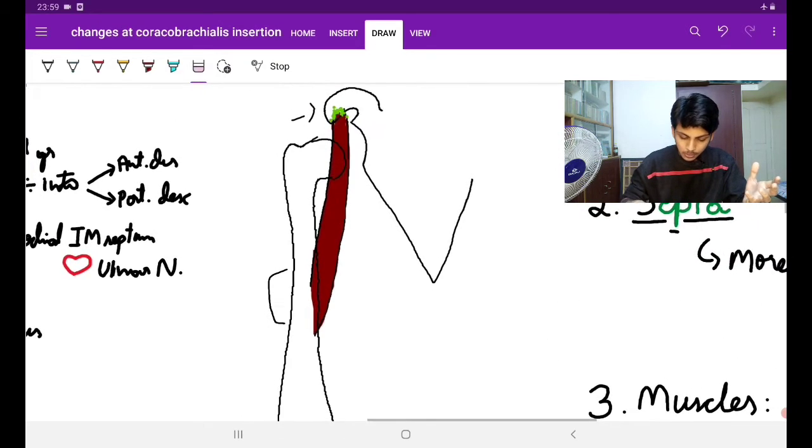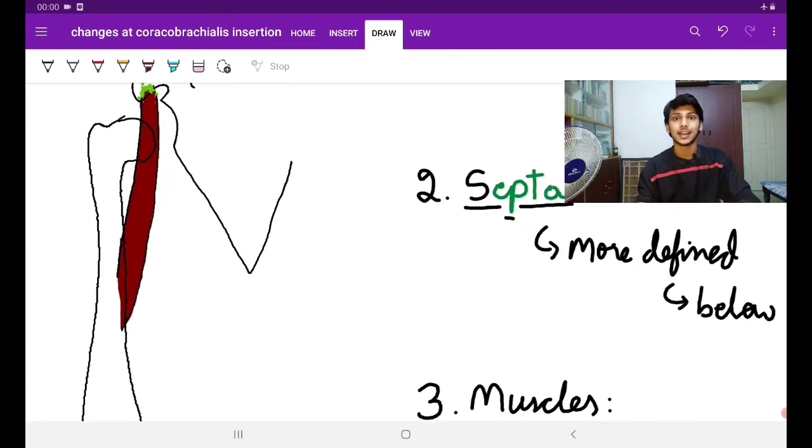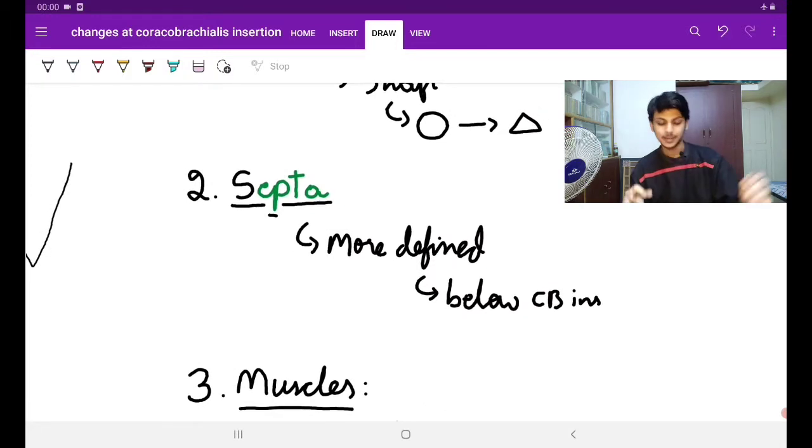Now let's go for the septae. What is septae? It is a modification of deep fascia. What are they doing? They are separating the compartments of muscles. In arm, basically there is anterior compartment and the posterior compartment, isn't it? The medial compartment is not well developed in arm, whereas it is developed in the thigh region basically.